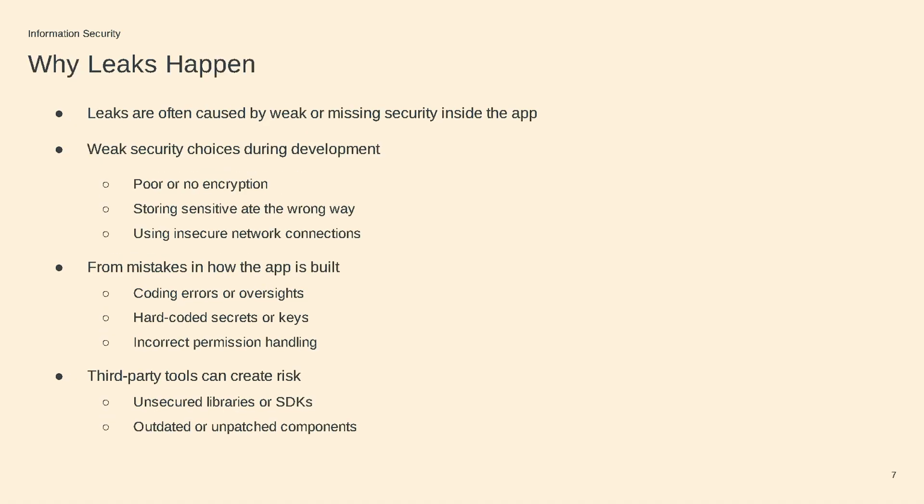Why leaks happen? Leaks are often caused by weak or missing security in the app. Apps could skip basic protections and give attackers an easy opening to access private information. Weak security choices during development can also lead to data leaks. Using no encryption or weak encryption makes sensitive information easy to steal. Storing data in unsafe locations or sending it over insecure connections increases the risk even more.